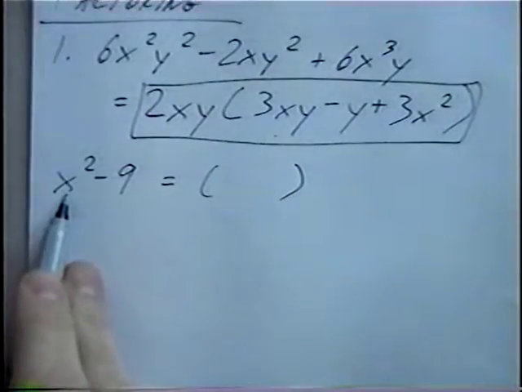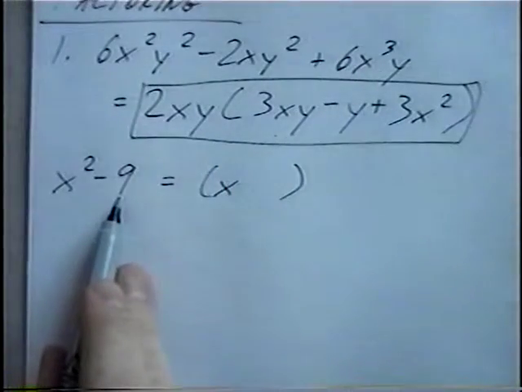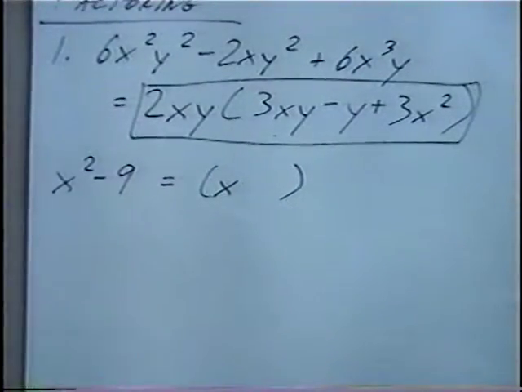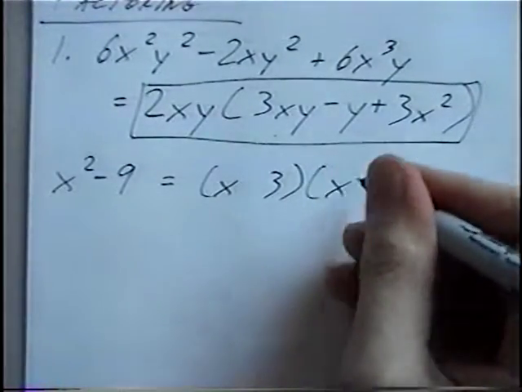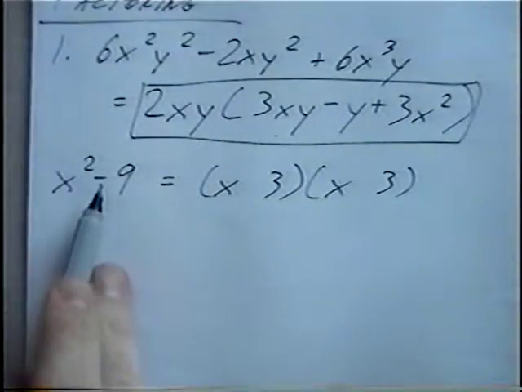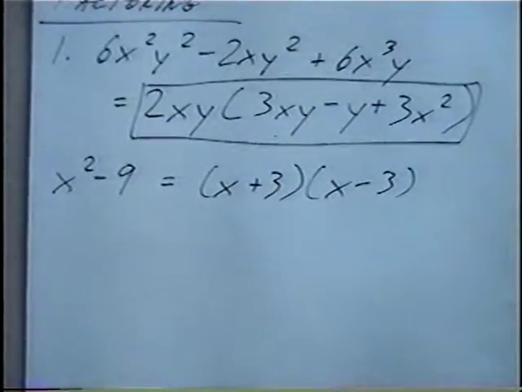First parentheses, take a square root of x squared, which is x. Second parentheses, take a square root of 9, which is 3. Second parentheses is exactly the same. Difference of squares, you make one positive and one negative.